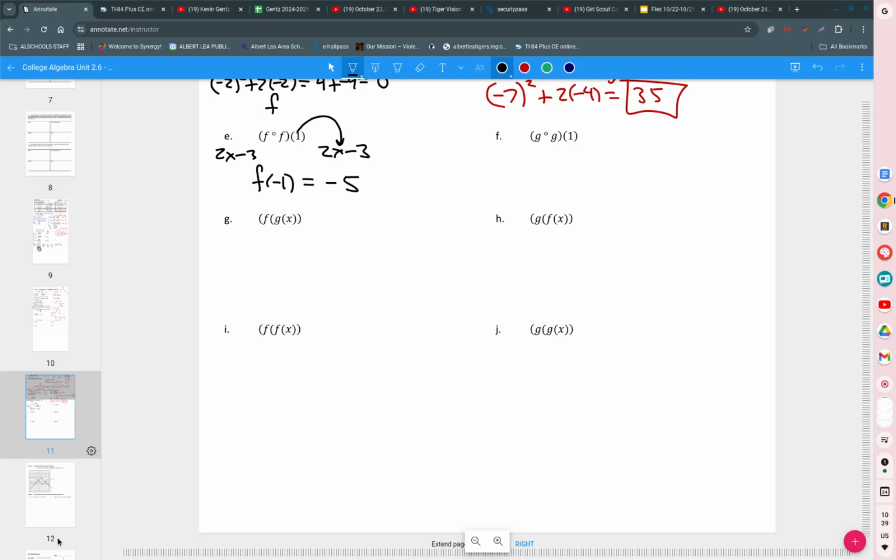See if you can compute letter F on your own, G of 1. Try G of 1. Or some of you have already done it because you're super smart. When you're done, you can look up and glance and see where you're at. Very good.